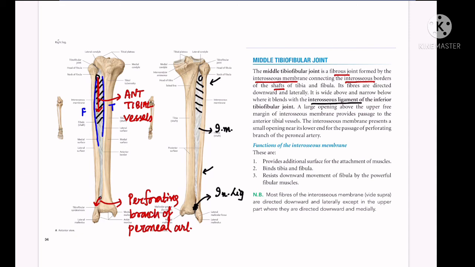What is the function of the interosseous membrane? Obviously, the interosseous membrane provides additional surface for the attachment of muscles. Later on, we will see a number of muscles take their origin from the interosseous membrane along with the adjoining shafts of tibia and fibula. It binds the tibia and fibula together and gives them stability, and it resists downward movement of the fibula by the powerful fibular muscles. It has to be remembered that most of the muscles of the leg in the anterior and peroneal compartments are attached to the fibula. These powerful muscles try to move the fibula around by their contraction.